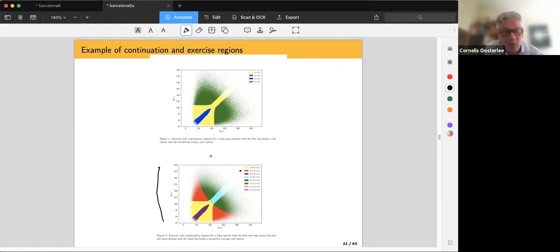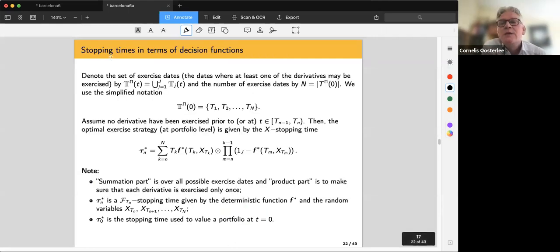This can be increasingly complicated, so you can imagine it makes sense to come up with a very structured way of determining vectors of zeros and ones. Here it's optimal to exercise option number J, and here it's not optimal to exercise option number J. For each time point, we can just store that very neatly, and we have a neural network learn those decisions. So we have these stopping times, and we do them in terms of these decision functions.